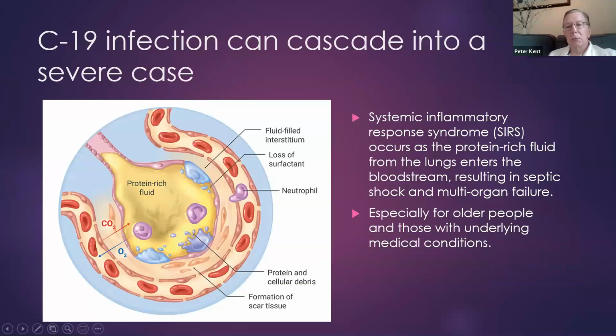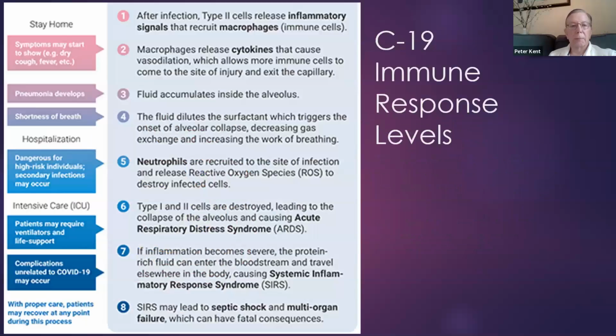And then it can even get worse than that. You can get such a reaction that you start to get a septic reaction. Septic being a non-oxygen producing bacteria reaction, and it's a mess. You get shock and organ failure, multi-organ failure, particularly among older people and particularly those with underlying medical conditions. So this is a rundown of the various responses going from 1 to 8, and you don't want to go too far down that list.